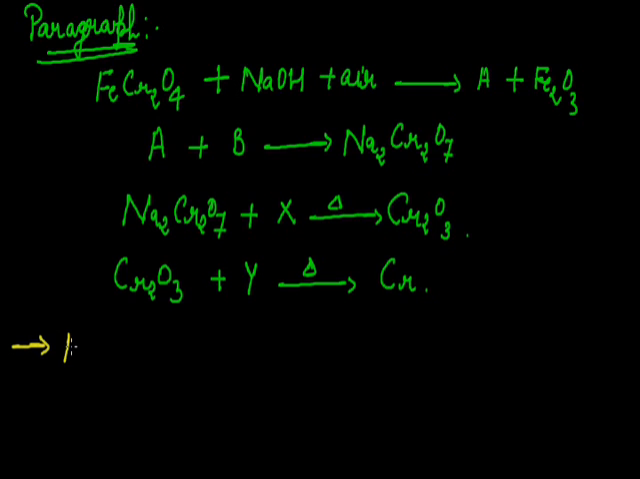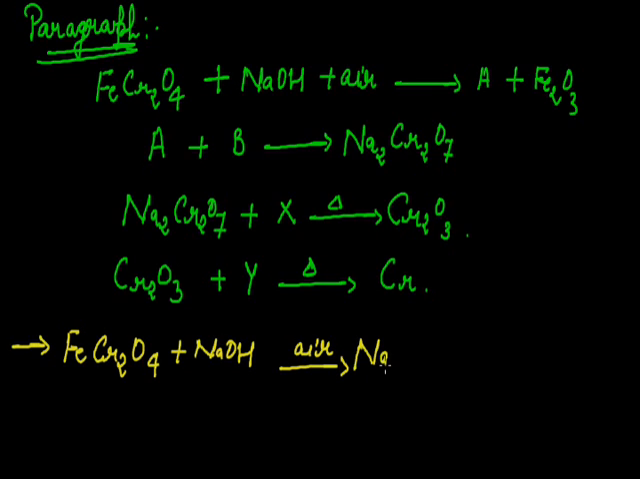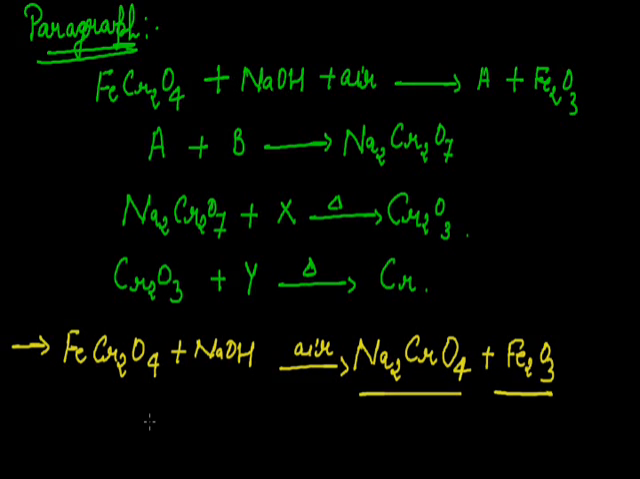Now we'll see the reaction. In the first reaction, FeCr2O4, when it reacts with NaOH in the presence of air, forms Na2CrO4 plus Fe2O3. Now, as this is a salt and this is an oxide, we have to separate the Na2CrO4 from the Fe2O3 for the further reaction. Now how will we separate? We make use of concentrated H2SO4.